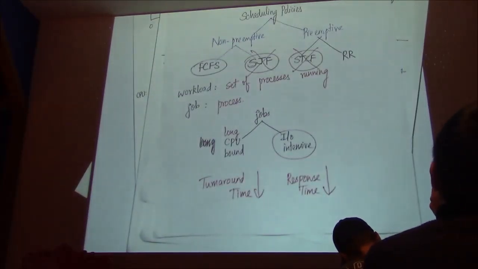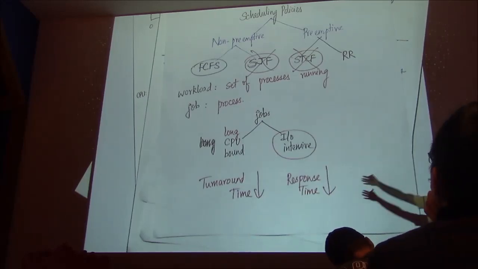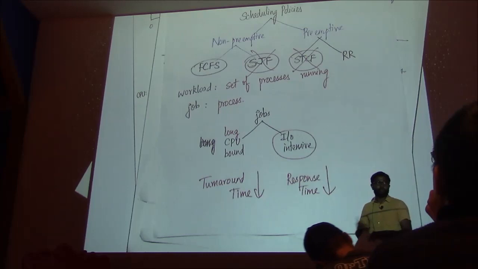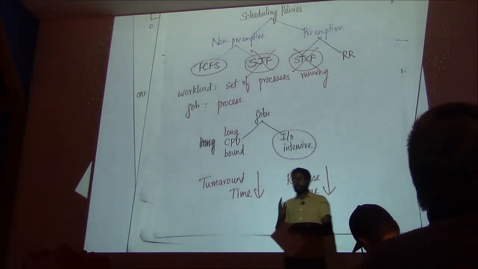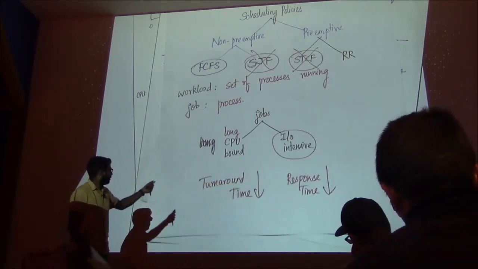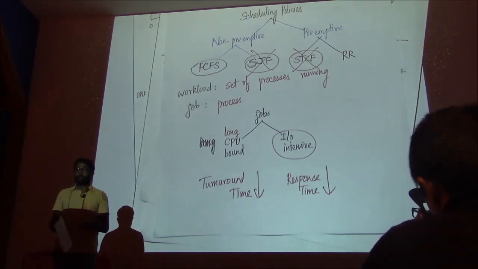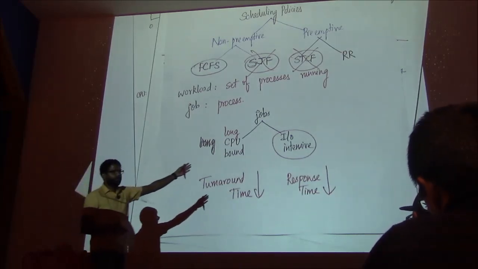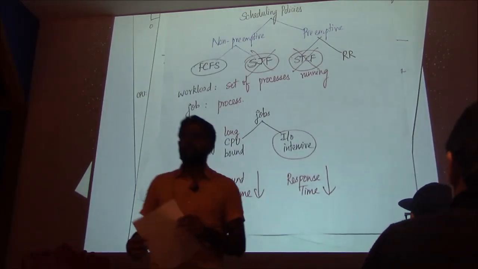So any ideas before we start discussing the particular scheduling policy? Any ideas on how we can do this? Think for a few minutes: how can we write a scheduling policy which can decrease both the turnaround time and the response time in a way that is good for both long running CPU jobs and short running IO intensive jobs? Could you give different slice times to the CPU?